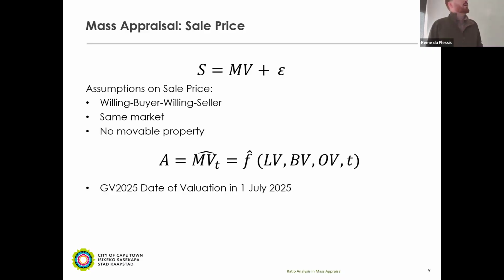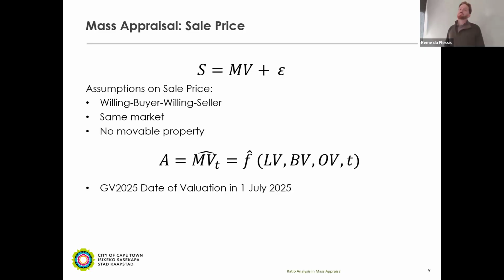So we have to keep that in mind, but if we've kept that in mind, then we can try and find an assessed value, which is going to be our estimate of the market value, given our variables over there. Another small problem is this little t over there, at time, because we said that we need to value the properties as if they were all to sell on a given date. The date for this GV cycle is the 1st of July, 2025. So this needs to be accounted for.